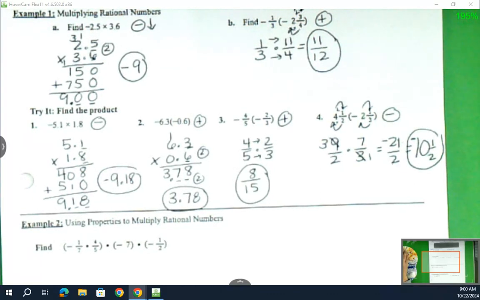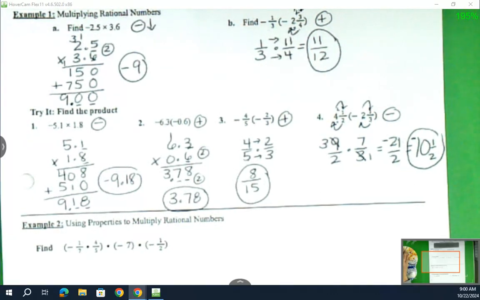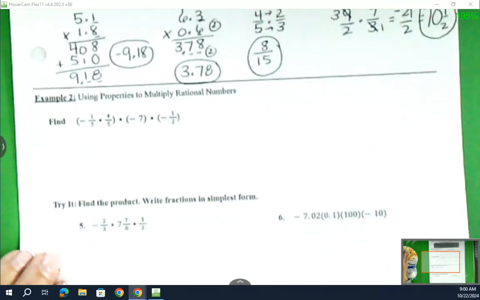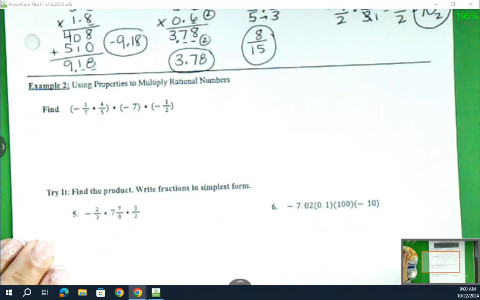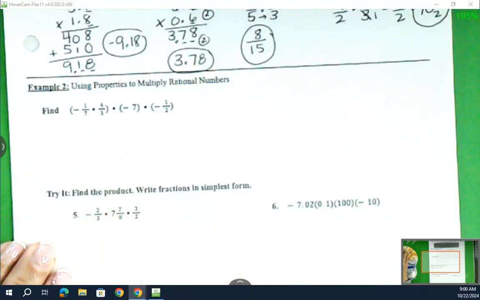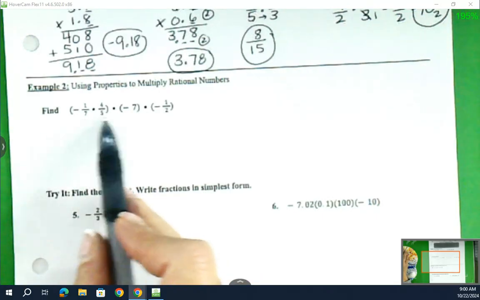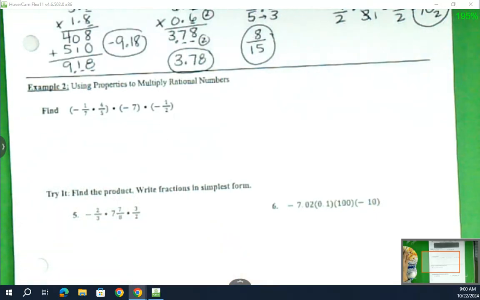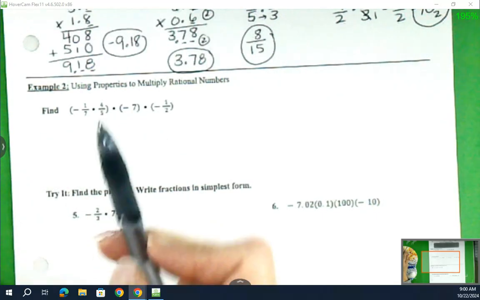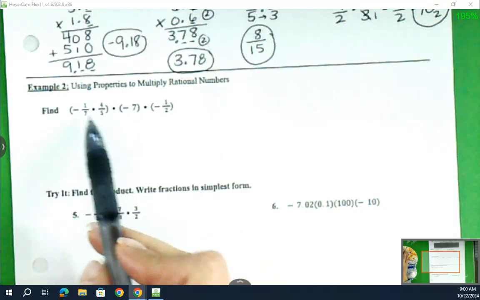Okay, sometimes we use properties to multiply rational numbers. Remember that multiplication is commutative. Order doesn't matter with multiplying, just like it wouldn't matter with adding. So we have a series of fractions and numbers to multiply here. I'm going to start with this parenthesis here.